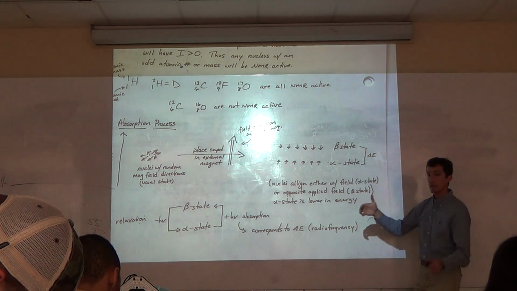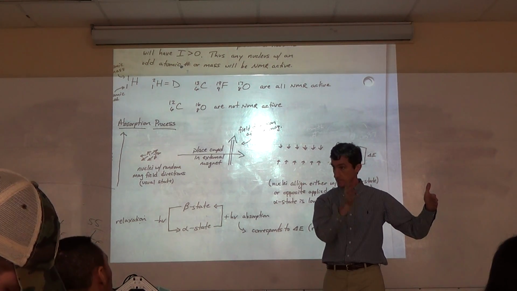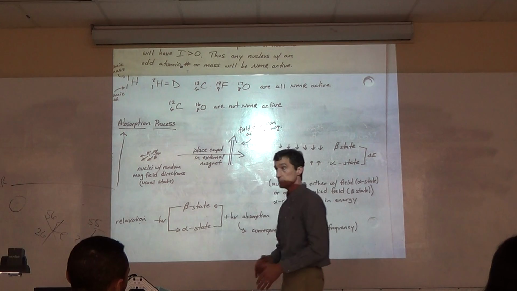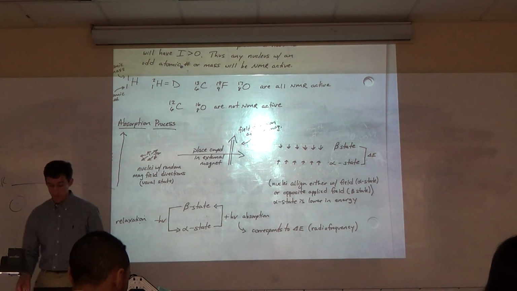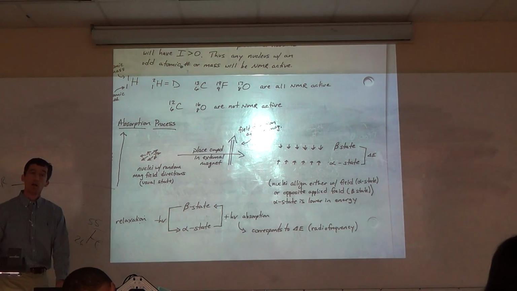And thus you get 4 different delta E's, and thus you need 4 different radio frequency wavelengths, 4 different absorbers. Why does the delta E vary for each type of proton? Let's try to explain that on the next page.